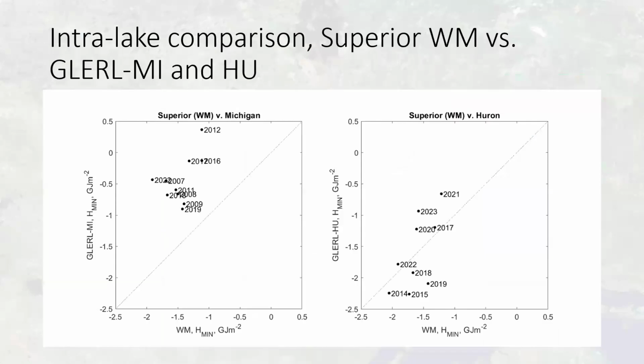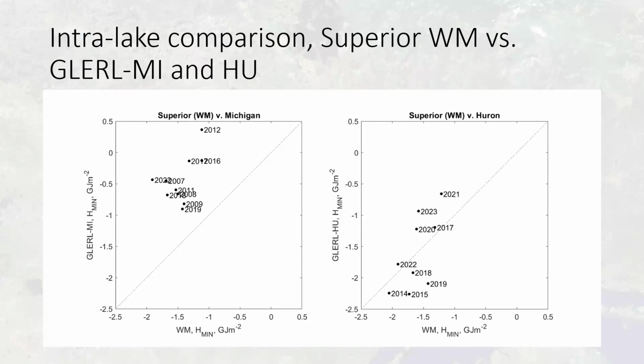We can do the same except do intra-lake comparisons. So I'm going to compare my superior western site to Michigan in this panel and Huron in the other panel. And the relationships, maybe unsurprisingly, are nowhere near as clean. Michigan is always warmer than Superior for its minimum heat content, which is not a great surprise. And then the Huron site, a little more coherence, cold years are cold years, warm years are warm years, but in both of these cases, I'd be really nervous about fitting a line through that data.